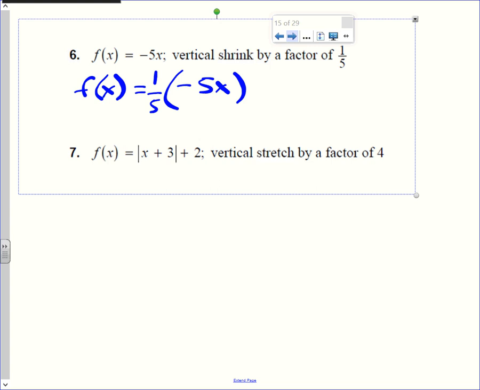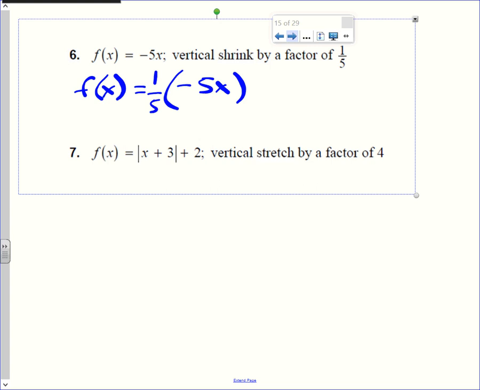Were you here on Friday? When we multiplied the inputs only by a value A, I asked everybody their favorite number, Vega's favorite number, and we multiplied them by the inputs only. That was a horizontal stretch or shrink. But when we multiplied those same numbers by the outputs, that was a vertical stretch or shrink. So we want a vertical, so we're multiplying the whole output, which is -5x, by 1/5. So we're going to have a vertical shrink.